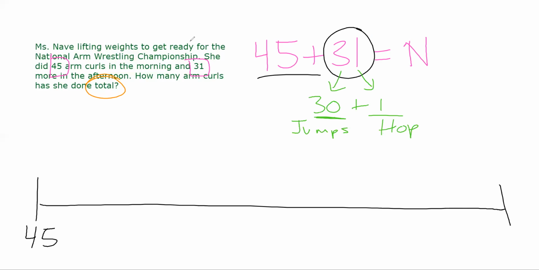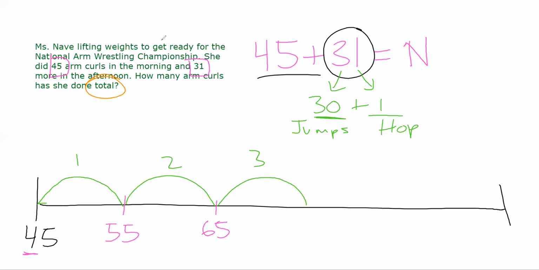So I'm going to do 3 jumps of 10. Again, adding 10s, we talked about that earlier this week. So there's 1 jump, 2 jumps, 3 jumps. And if I'm adding 10, I'm literally just changing my 10s place. So this would be 55, right? The 1s place doesn't change. This would be 65, and this would be 75. And then I just need 1 hop. Boop. That'd be 76.